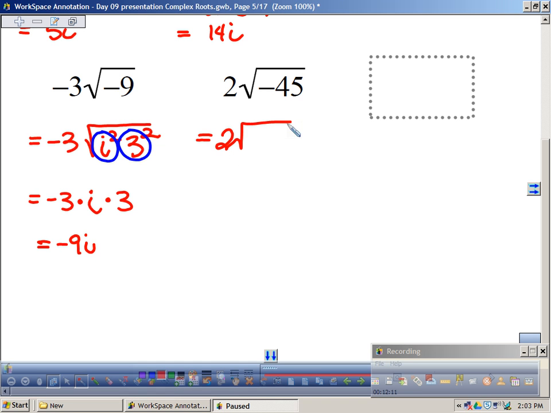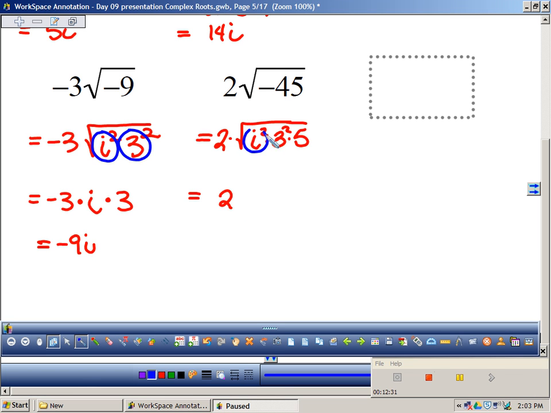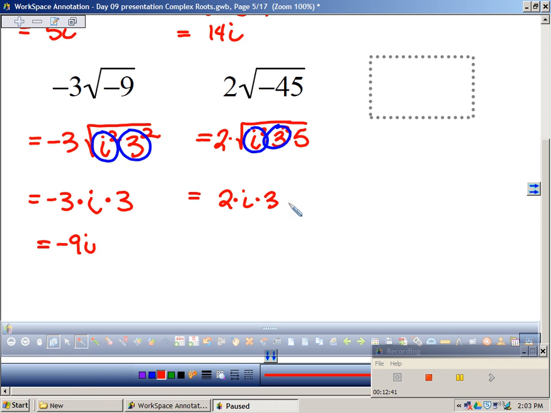2 times the square root of negative... I hear talking. I squared for the negative. 9 times 5, which is 3 squared, times 5. Be consistent here. This comes out and this comes out. So I'm left with 2 times I times 3 square root 5, which is 6I root 5.